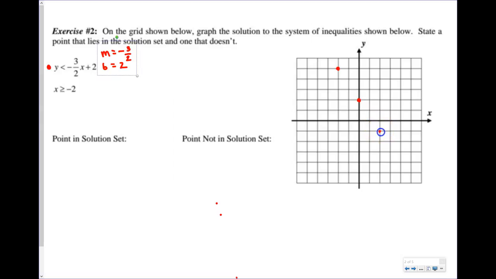So 1, 2, 3, 1, 2, 1, 2, 3, 1, 2. Now I have to ask myself, is this going to be a dotted or a solid line? Well, it has no equal sign under it, so this is going to be a dotted line.